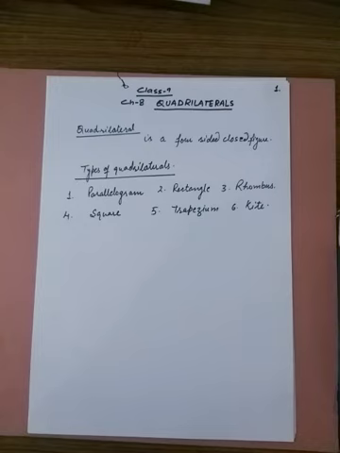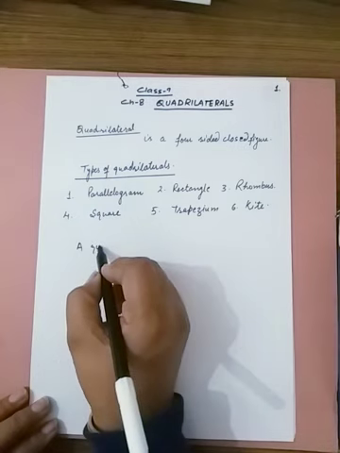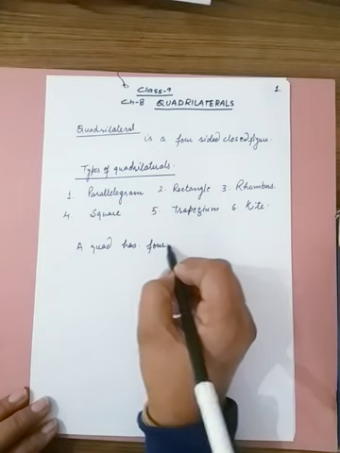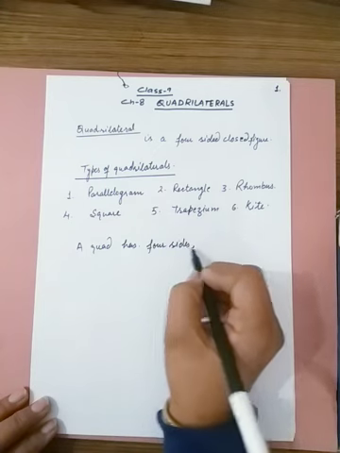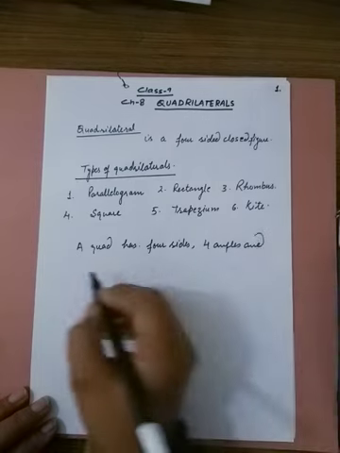And a quadrilateral is different from each other due to the properties of its sides, angles and diagonals. But a quadrilateral has four sides, four angles and two diagonals.